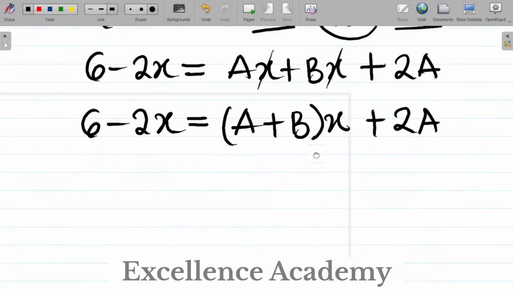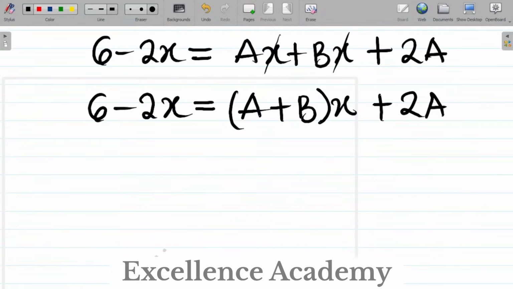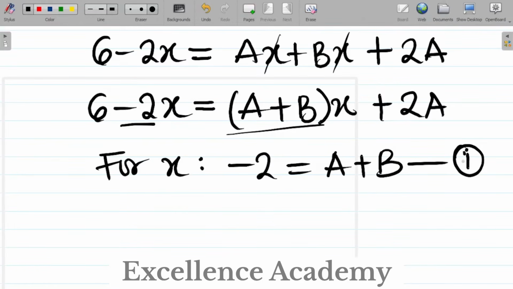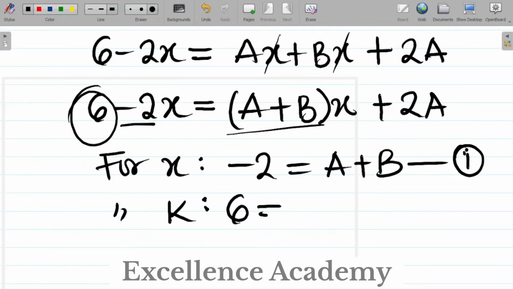If I compare coefficients, let's start with x. For the left-hand side, the coefficient of x is minus 2. Minus 2 is equal to, for the right-hand side, the coefficient of x is a plus b. Call this equation 1. Now, for constants, the constant term on the left-hand side is 6. So 6 is equal to, for the right-hand side, 2a. Call this equation 2.